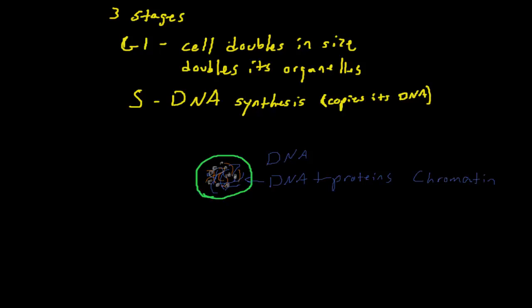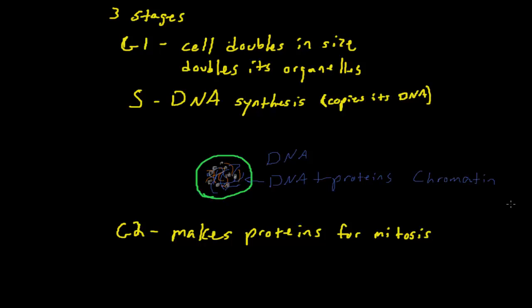All right. Let me get my pen back. And we'll talk about the third and final part of interphase called G2. G2 is simple to remember. All it does is it makes proteins for mitosis. Okay, so it's getting ready to do the whole mitosis thing, and it starts making some proteins, getting ready. It's like, okay, I'm pumped up.